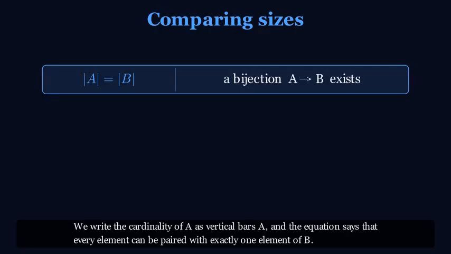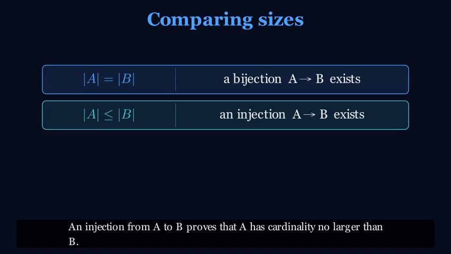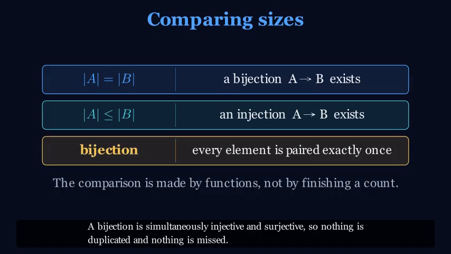We write the cardinality of A as |A|, and the equation |A| = |B| says that every element of A can be paired with exactly one element of B. An injection from A to B proves that A has cardinality no larger than B. A bijection is simultaneously injective and surjective, so nothing is duplicated and nothing is missed.